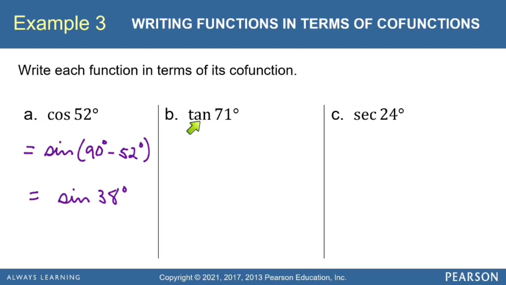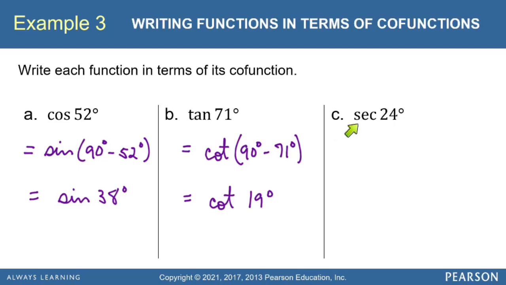Now let's look at part B. The tangent of 71 degrees. We want to write this in terms of its cofunction. So the cofunction for tangent is cotangent. And then we want to find the complement of 71. So 90 minus 71 will be our complement angle, and we know that that's going to be 19 degrees. So now the tangent of 71 degrees is equal to the cotangent of 19 degrees.